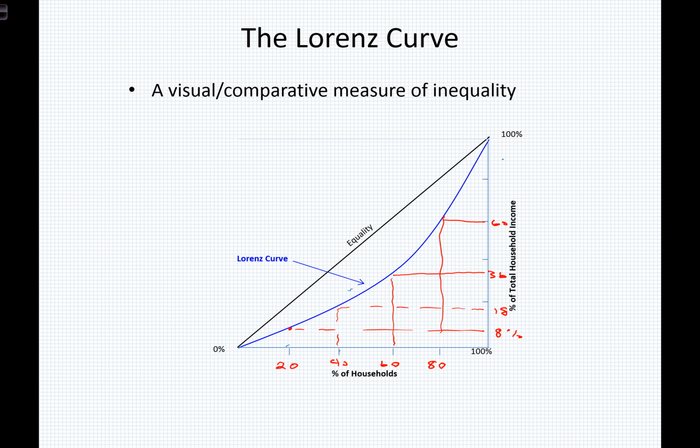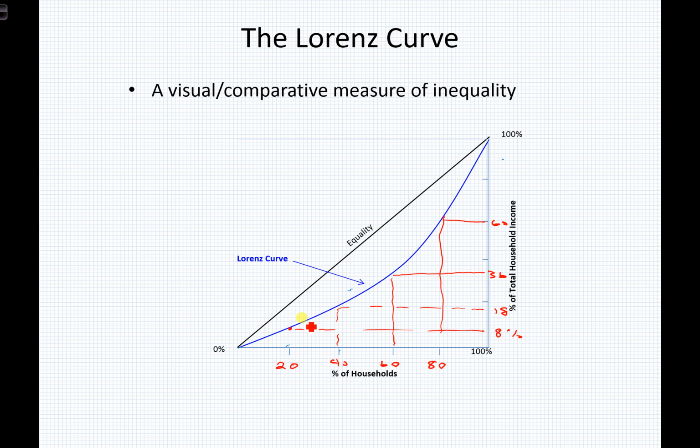Here's a couple of interesting things about the Lorenz curve. I often have students ask me if the Lorenz curve can be above the line of equality. Can it arc above the line of equality? Well, conceptually, it cannot. For it to do so, it would mean that perhaps the bottom 20% of households had more than 20% of the income, in which case they would cease to be the bottom 20% of households. So structurally, it cannot be above the line of equality.